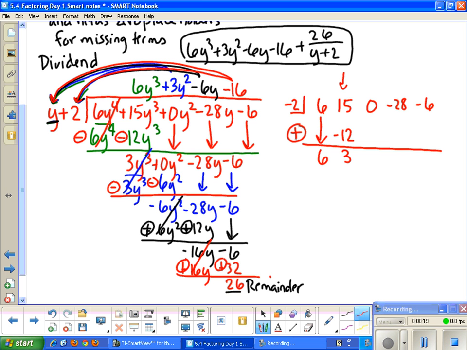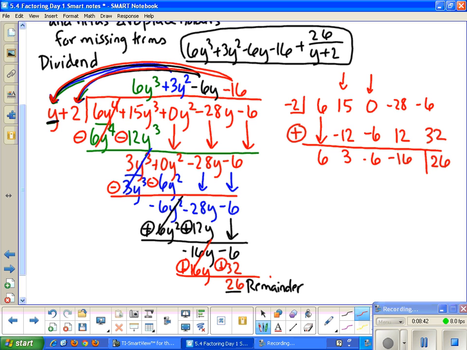And then I do 3 times what's in my box, so 3 times negative 2 gives me negative 6. Negative 6 and 0 gives me negative 6. And then negative 6 times negative 2 is positive 12. And 12 minus 28 is negative 16. Negative 16 times negative 2 gives me 32. 32 and negative 6 gives me positive 26.